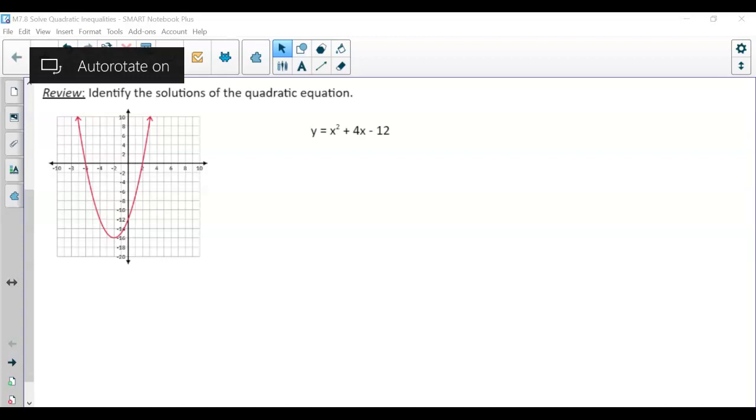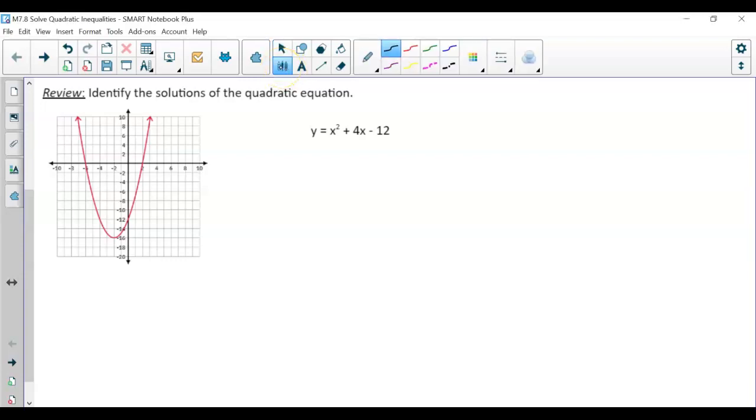So in this lesson now, we are solving quadratic inequalities. So here we're just reviewing, looking at a quadratic equation like what we've solved in the past. Now, this quadratic, x squared plus 4x minus 12, is the graph. Looking at the graph, what are the solutions? Well, where is it crossing the x-axis? Here at 2 and -6. So we can state that x is equal to -6 and +2.